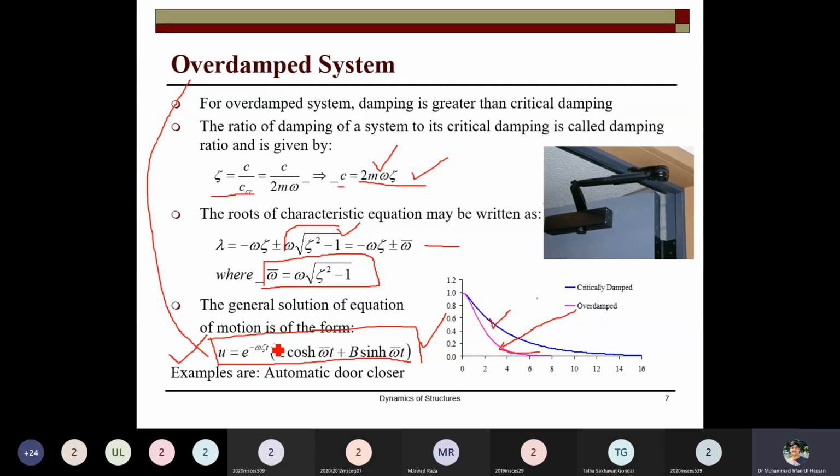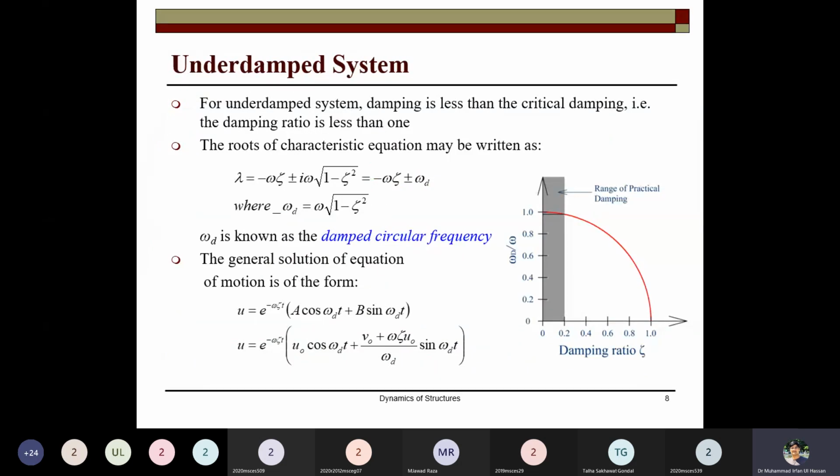Normally there are not many structures which lie under the overdamped or the critically damped conditions. Normally most civil engineering structures lie under the underdamped condition. This is the underdamped case, when your zeta value is less than 1.